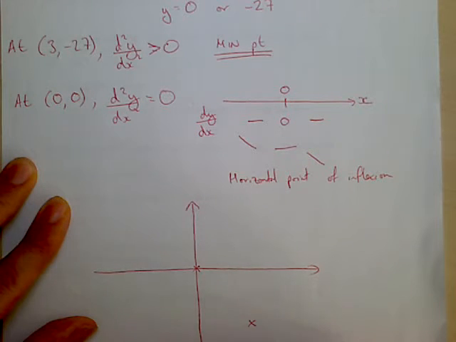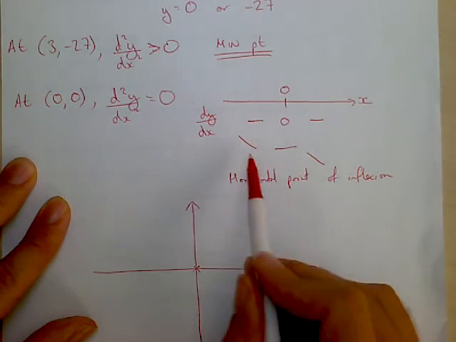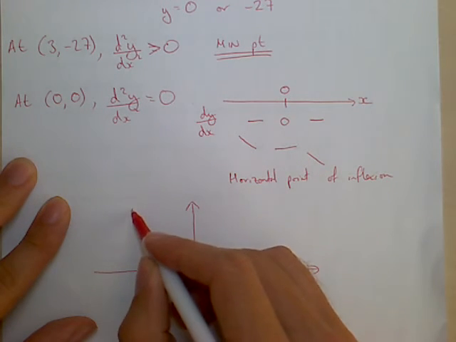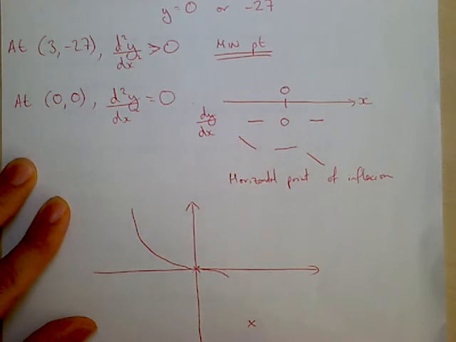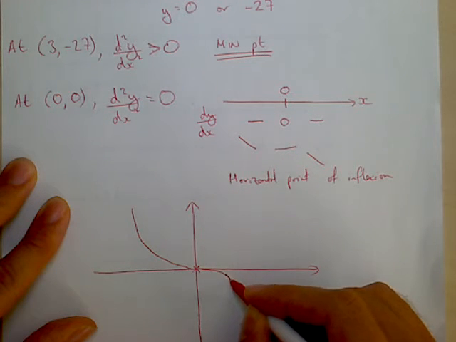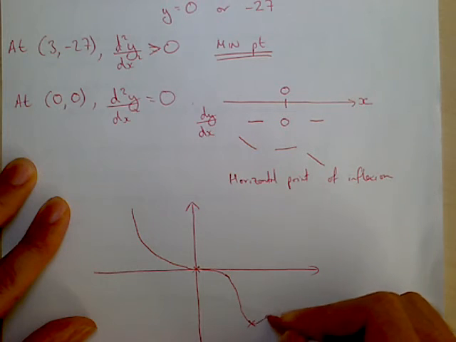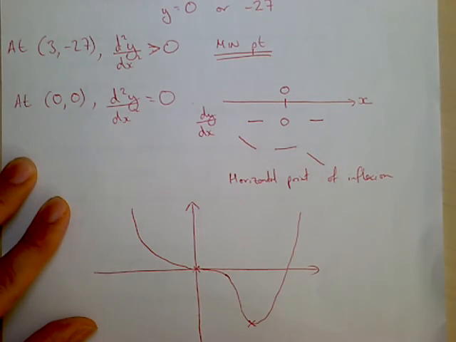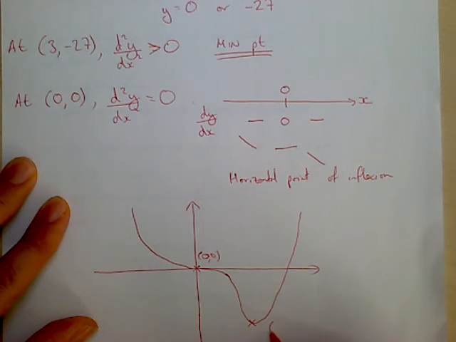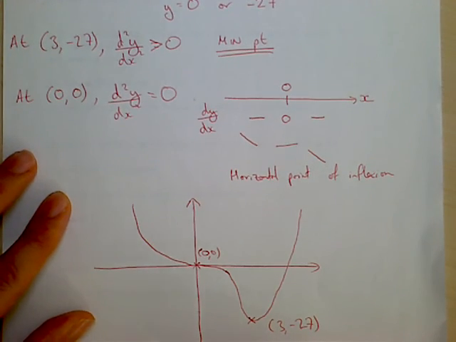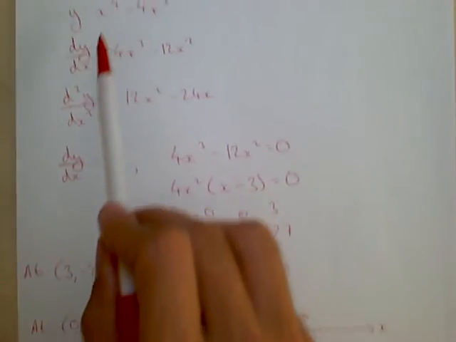If you remember, we said that the point here was this horizontal point of inflection. That means it must have that kind of shape going through it. And then it must drop down, and we said that this point here was a minimum point. So we've got a rough indication here at 0, 0 and at 3, negative 27 as to what those features look like and roughly what the shape of the original curve y equals x to the 4 minus 4x cubed actually looks like.